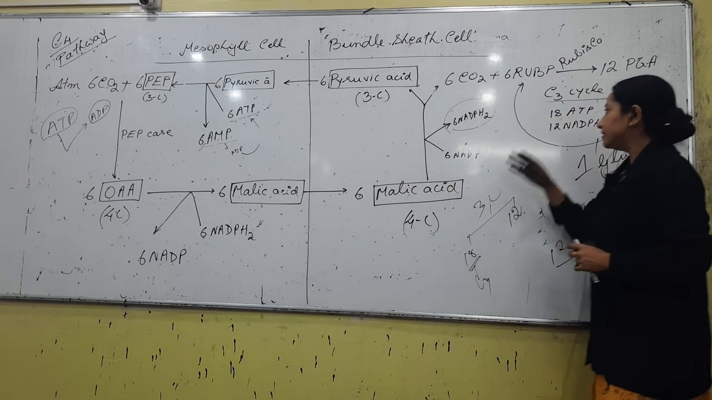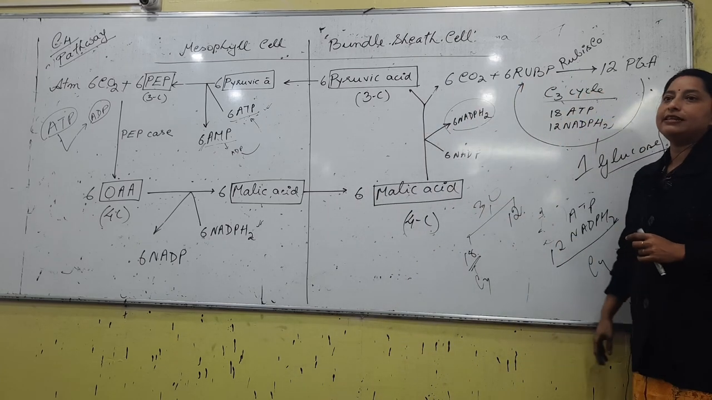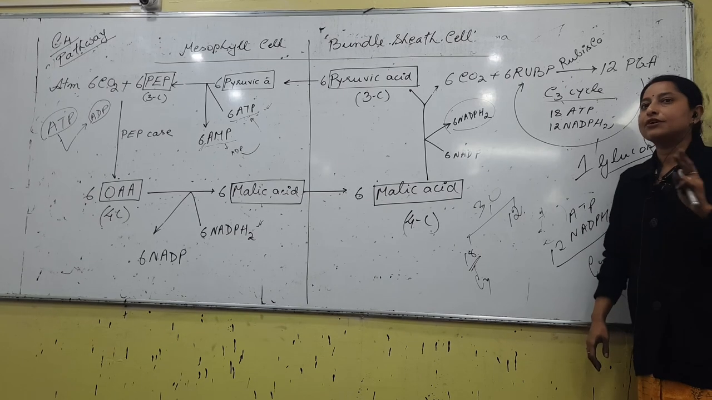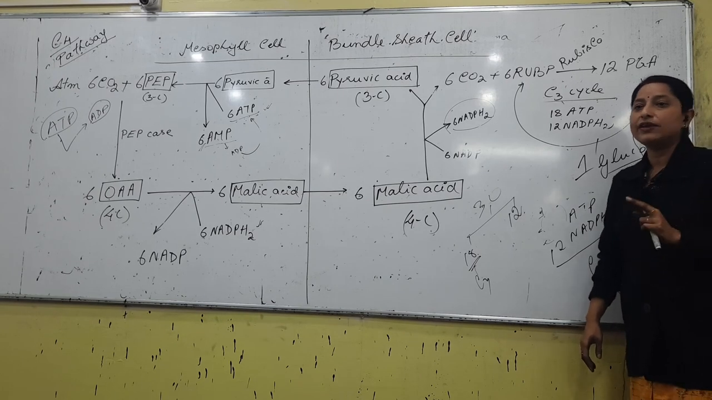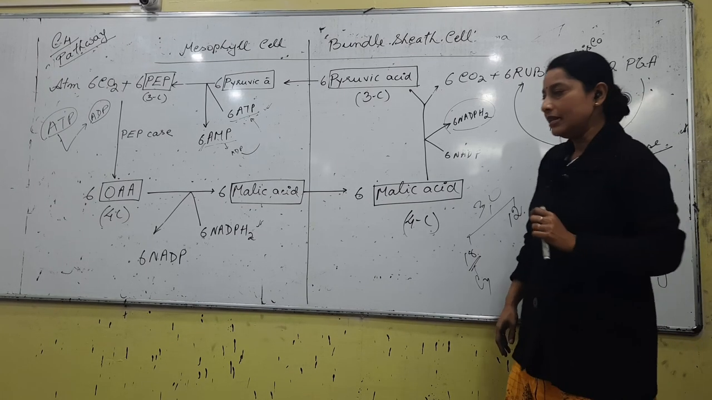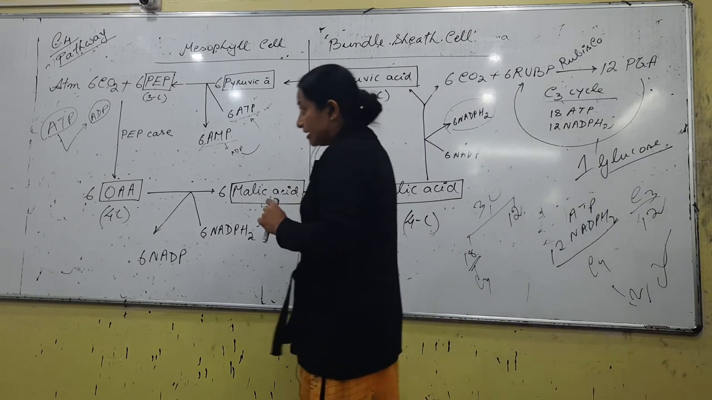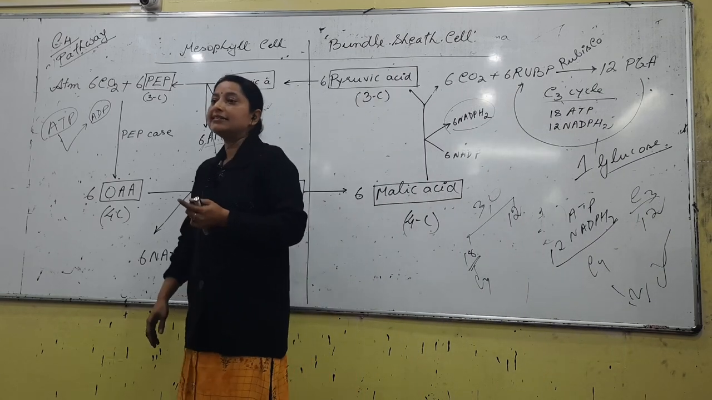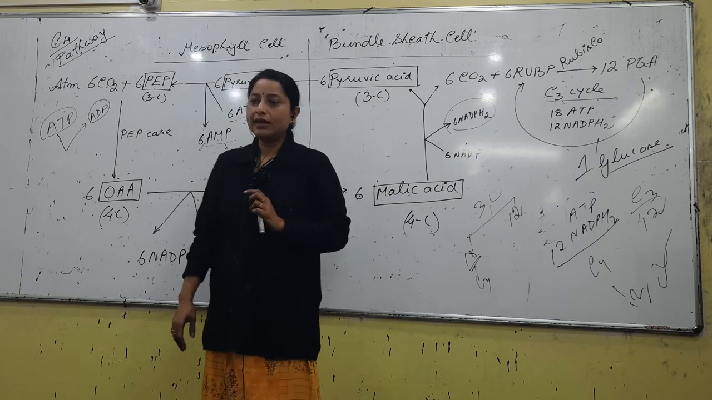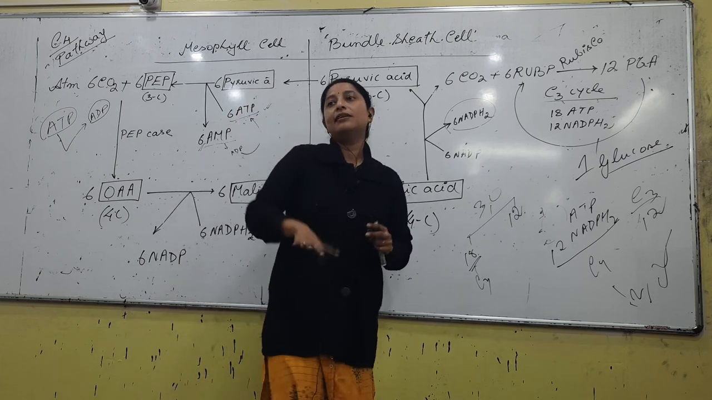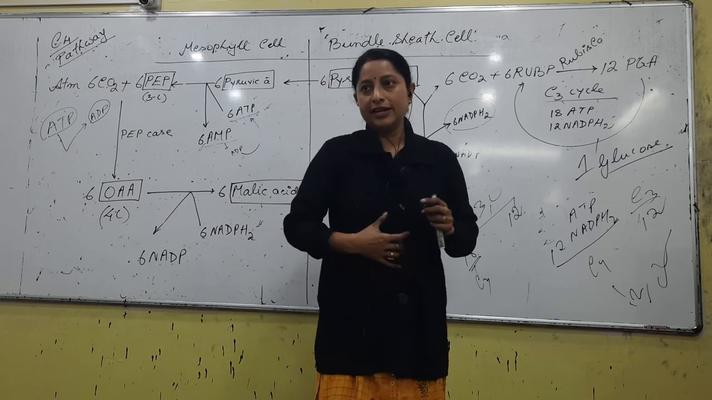Right? Next, number of ATP consumed, number of NADPH2 consumed. Note these points down yourself as homework. As far as the explanation is concerned, we have completed it in the class. Right? So I think this is all for today. In the next class, we'll be talking about the next cycle, that is CAM cycle. Okay, please take your time, read at home, and then come along with your doubts. All right? Thank you.